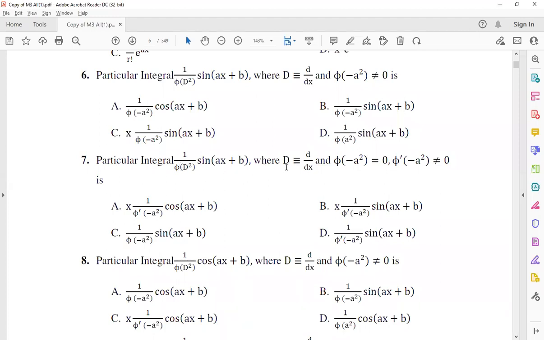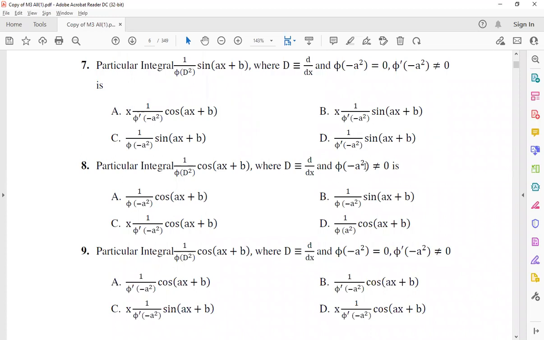1 upon 5d square sin, okay, it's case 2. And now it is said that phi of minus a square is 0. That means case of failure. Case of failure has occurred the first time, and further it is said that phi dash is non-zero. Then what will be the answer? B option. Right, we multiply by x and we take derivative, that is phi dash, and that d square is again replaced by minus a square. So phi dash of minus a square into that sign as it is. So correct option is B.